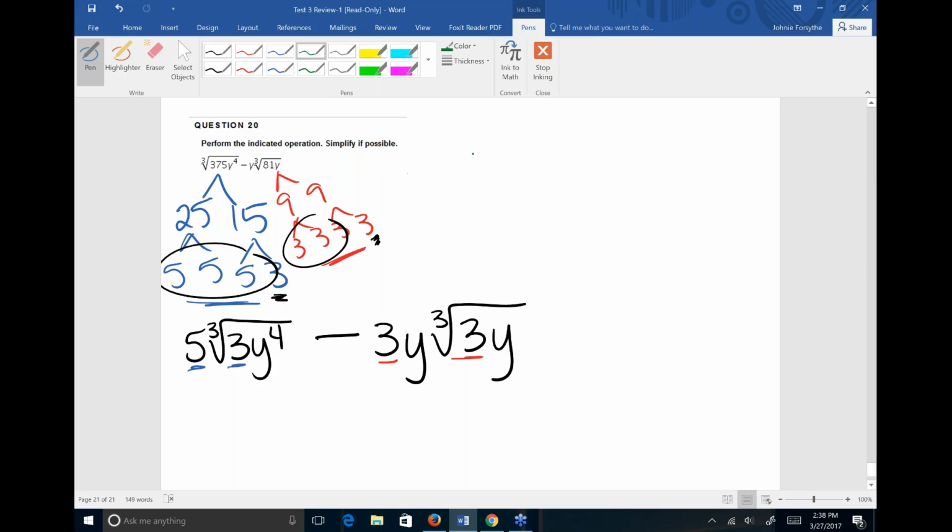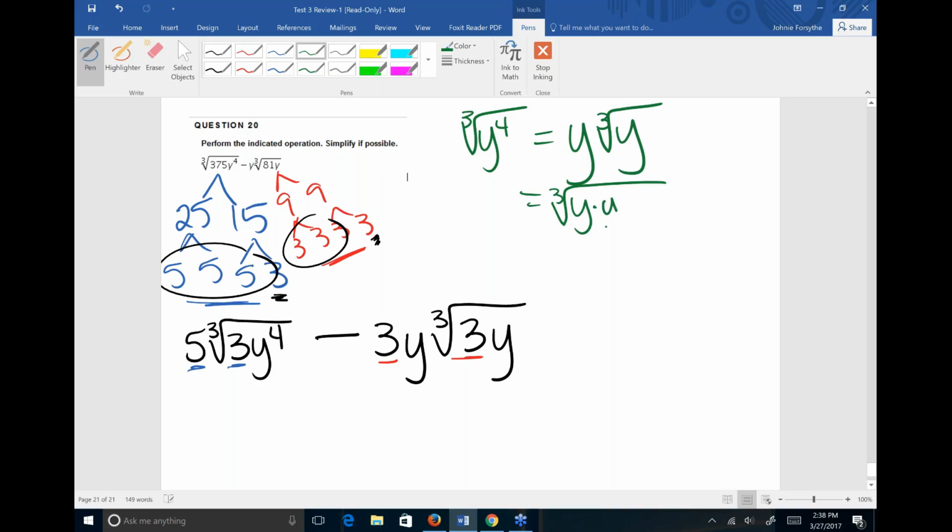The way that I do that is that I think, okay, 3 goes into 4 how many times? 1 time, so that's going to be y to the first, with how many remaining? 1. 3 goes into 4 1 time with 1 remainder. So we're going to have y to the first as a remainder under the radical. Another way you could think about that is the third root of y times y times y times y.